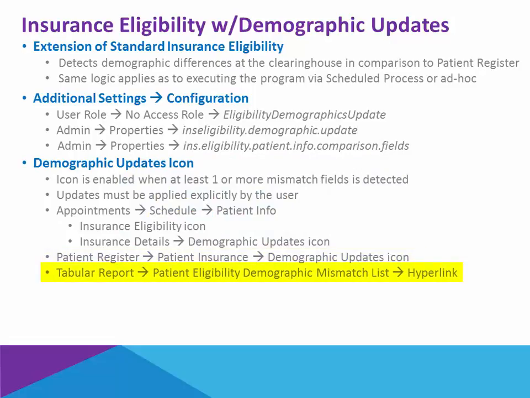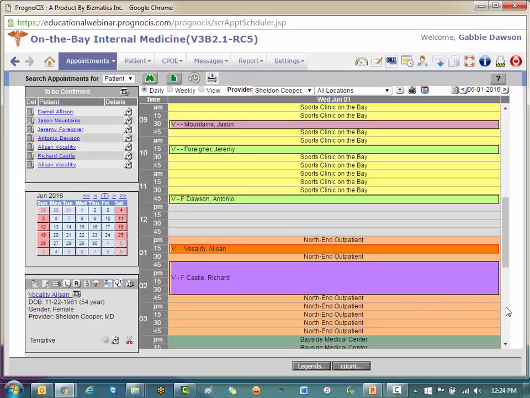And then also under tabular reports, there is a specific demographic mismatch list which contains a hyperlink which allows you to apply the same updates. And at a system level, there is tracking of all of the changes that are applied both under the audit trail as well as within the patient register history. So we're going to take a look at this inside the EHR.